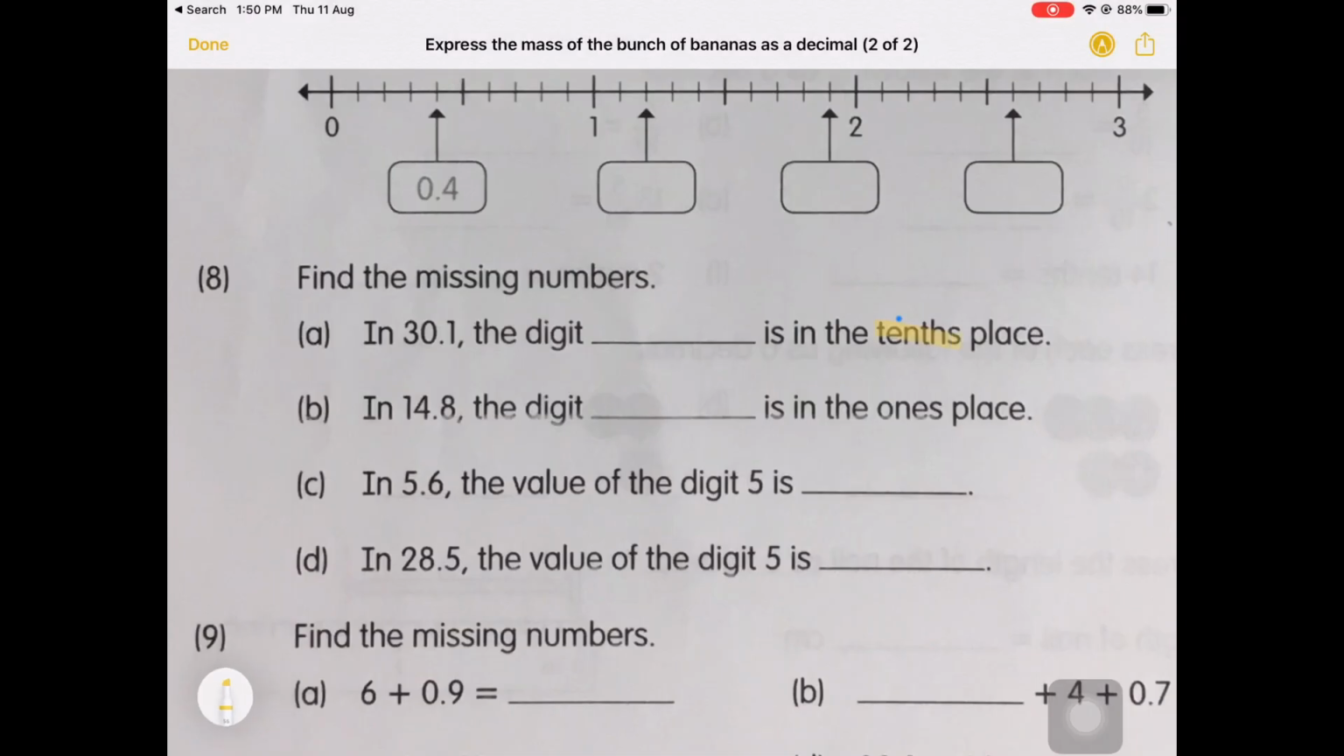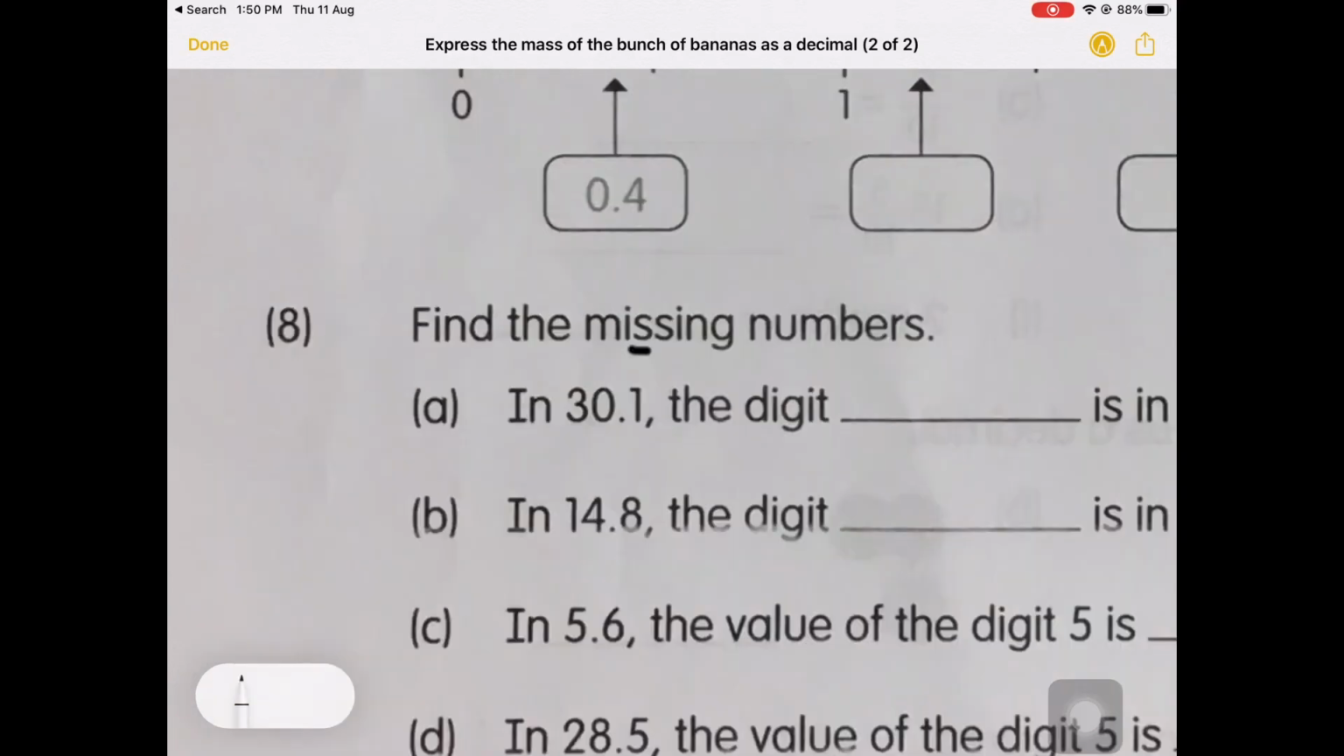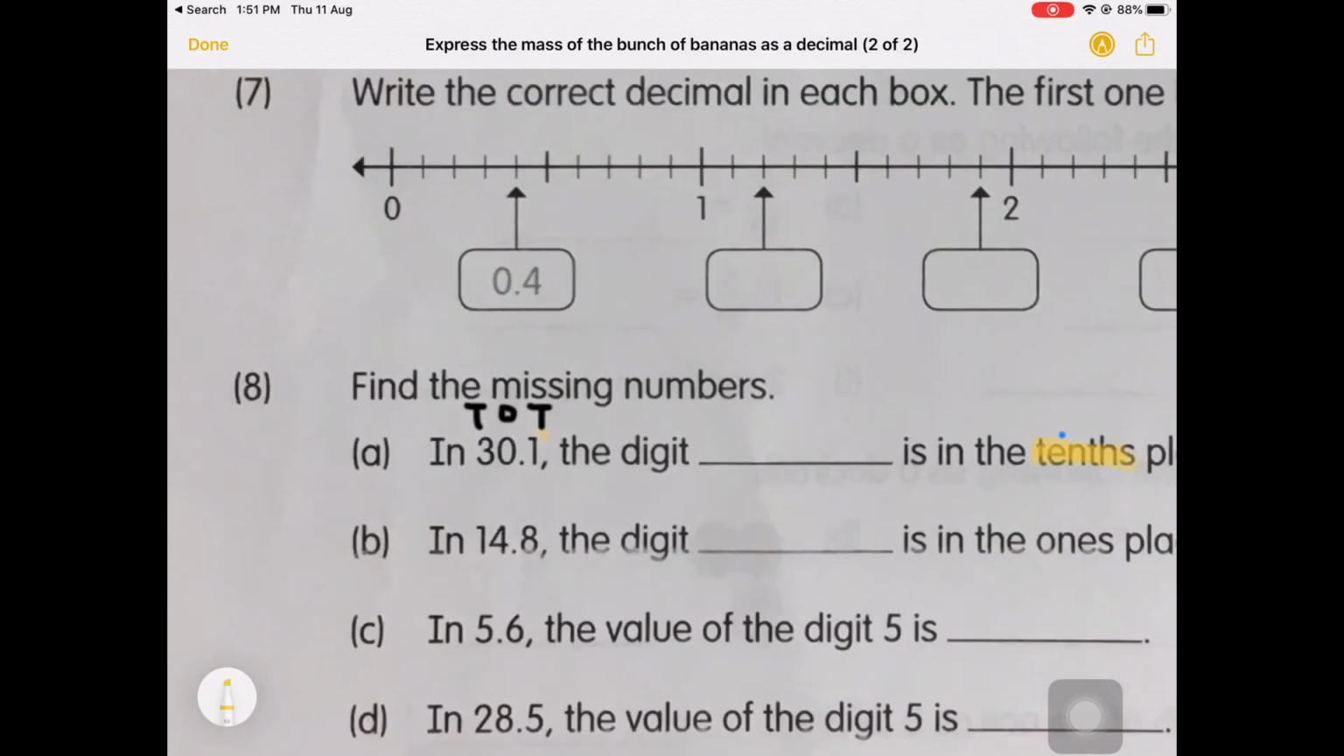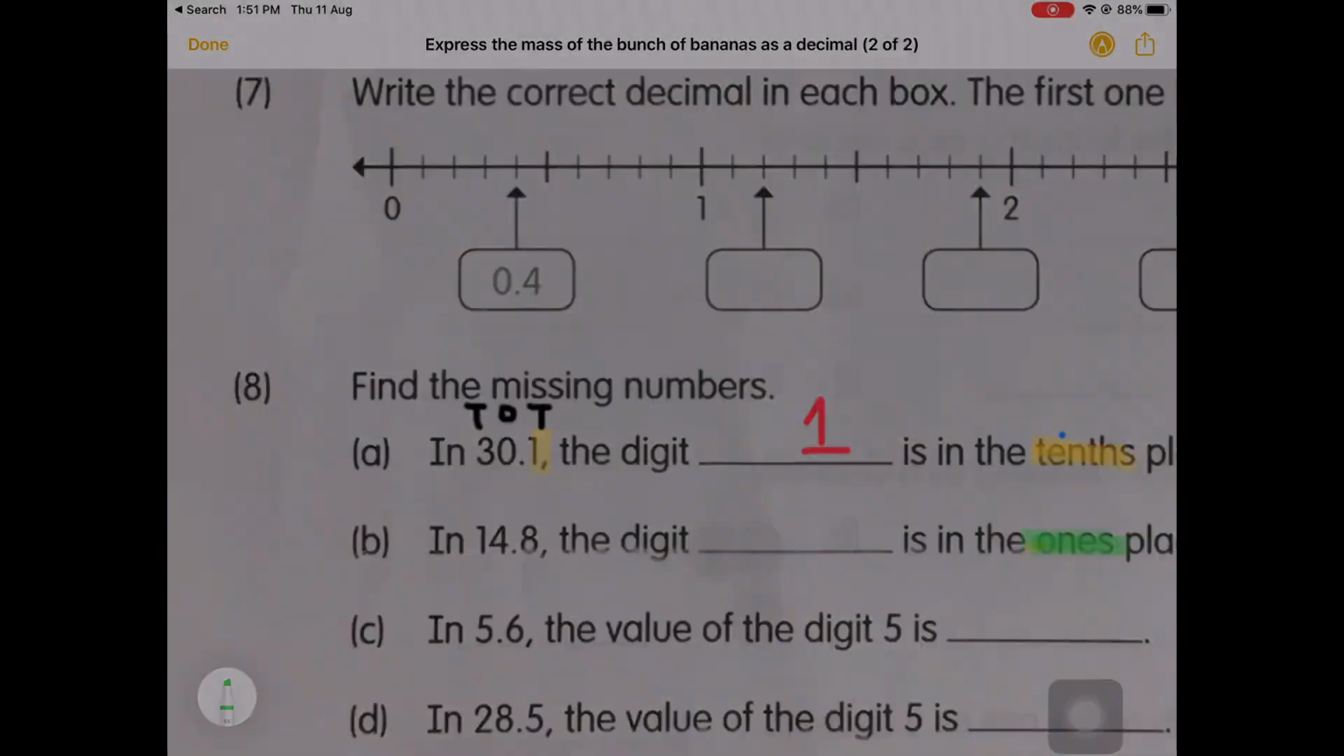Question 8a. In 30.1, which digit is in the 10th place? Let's look at 30.1. The digit 1 is in the 10th place, the digit 0 is in the 1's place, and the digit 3 is in the 10's place. So the digit 1 is in the 10th place, and it is expressed as 0.1 in decimal.